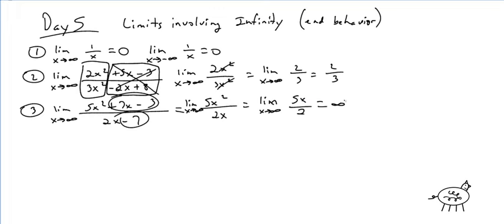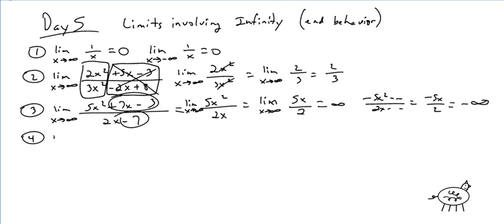Just for the heck of it, if this whole problem started out with a negative, so it was negative 5x squared over 2x, what would this go to? It would be negative 5x over 2, and as x goes to infinity, doesn't this go to negative infinity? So just keep that in mind.